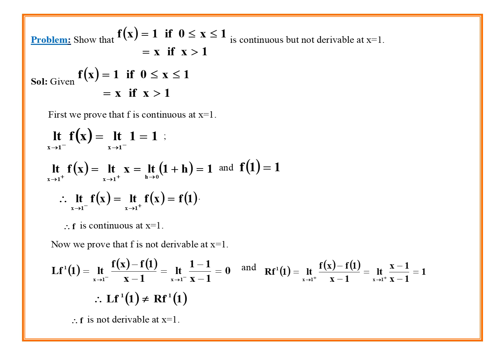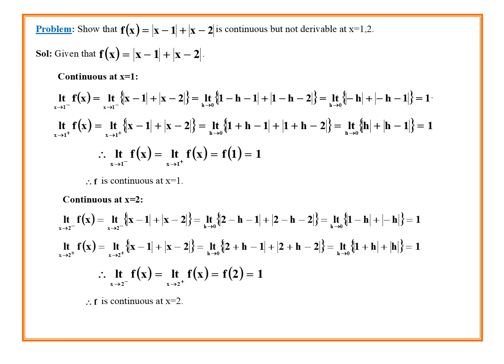Similarly, we are proving the right hand derivative at x equals 1. Limit x tends to 1 plus, f of x minus f of 1 by x minus 1. That equals limit x tends to 1 plus, x minus 1 by x minus 1. That equals 1. Therefore, left hand derivative f dash 1 is not equal to right hand derivative f dash 1. These both are not equal. Then f is not derivable at x equals 1.